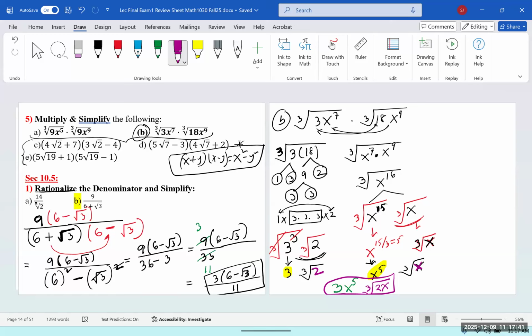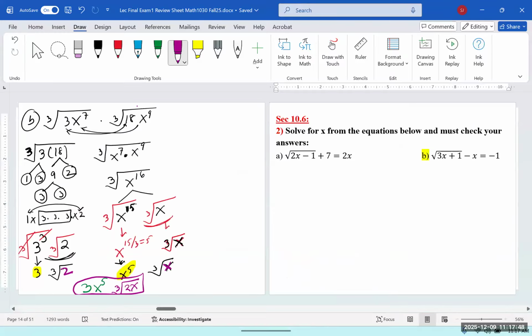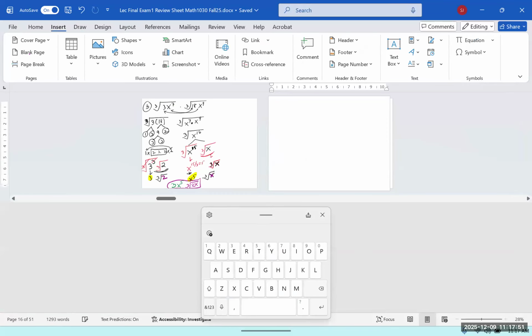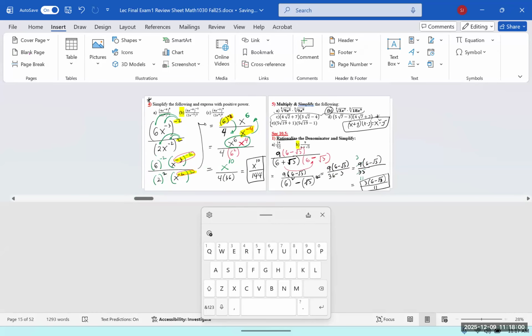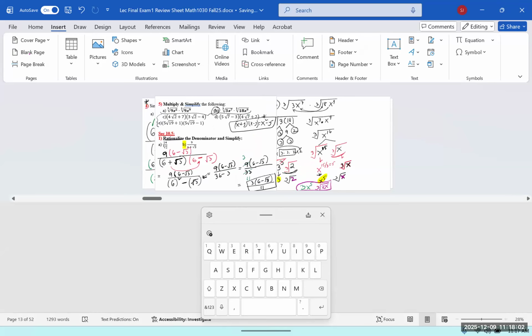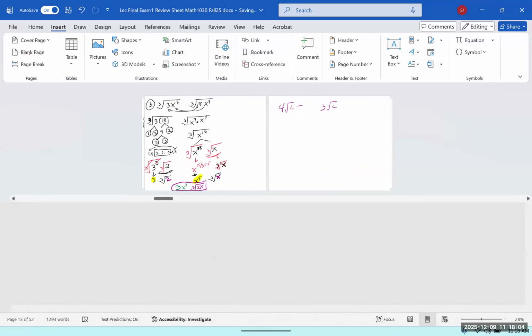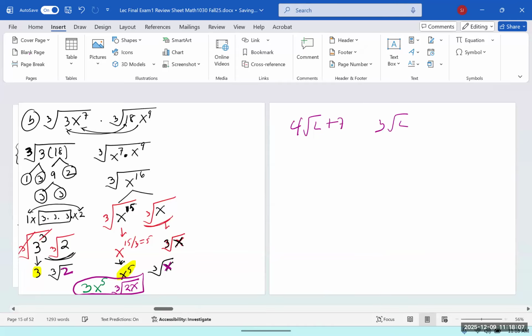Another type of multiplication is the other two. So 4 root 2, 3 root 2. Let me do one of them. 4 root 2, 3 root 2, and then what? Plus 7 minus 4.